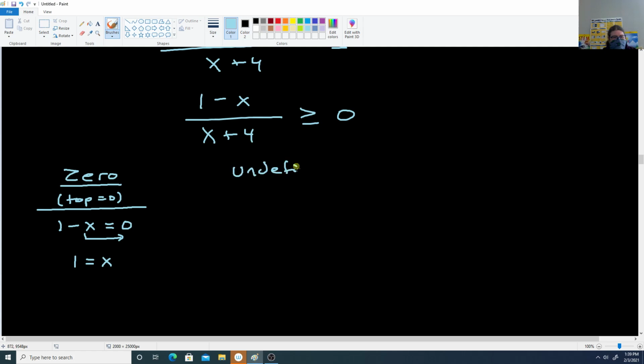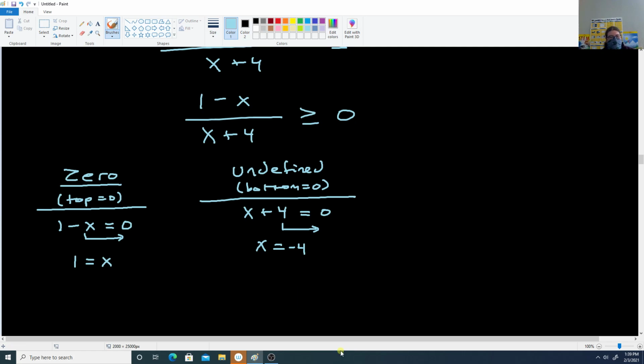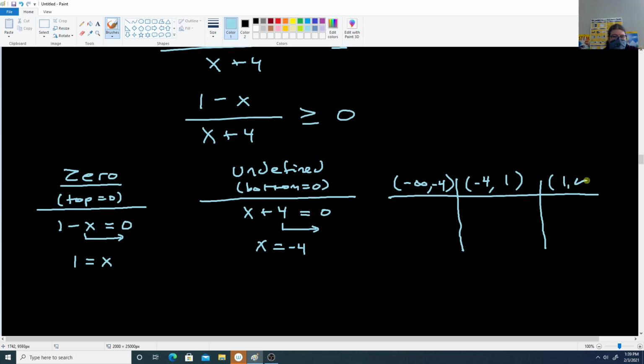We have an undefined. This will make the bottom equal to 0. So the bottom is x plus 4. X plus 4 equals 0. We slide the 4 across, so x equals negative 4 will be my undefined. So I'm going to build my chart. Negative infinity to the smaller of these two numbers, so negative infinity up to negative 4. Then I get negative 4 up to 1. Then I get 1 up to infinity.